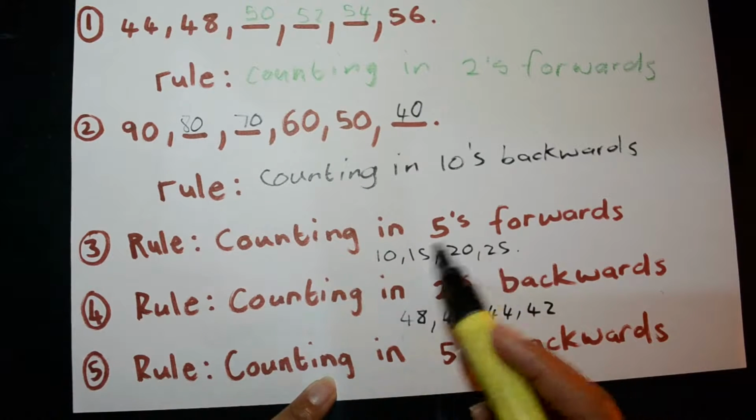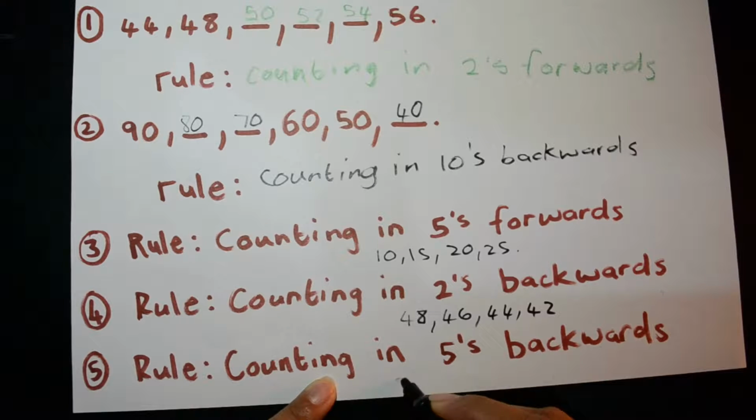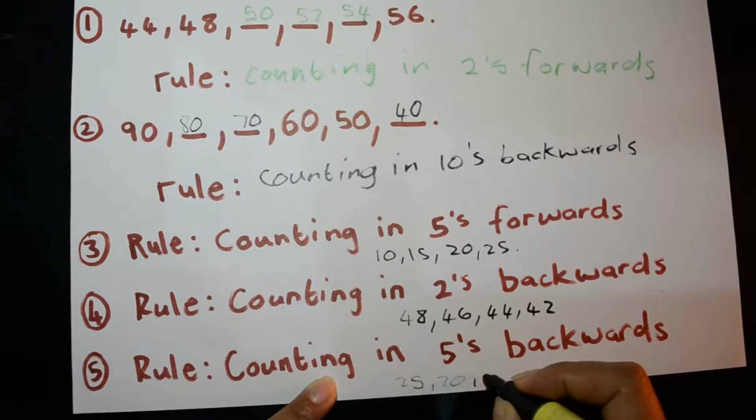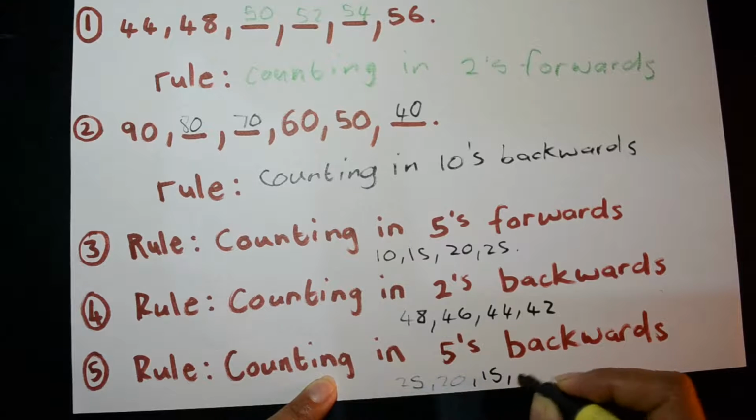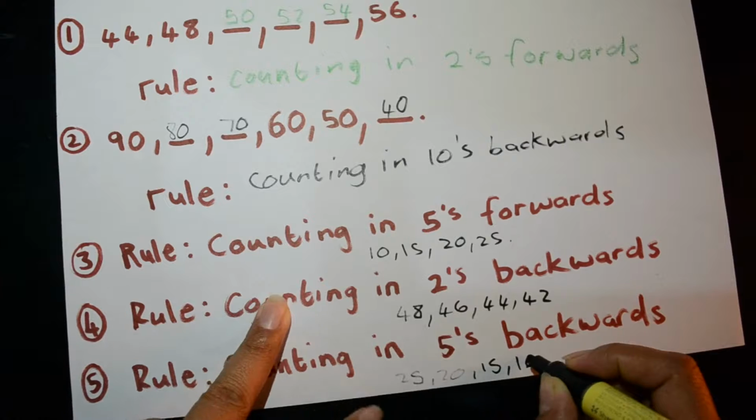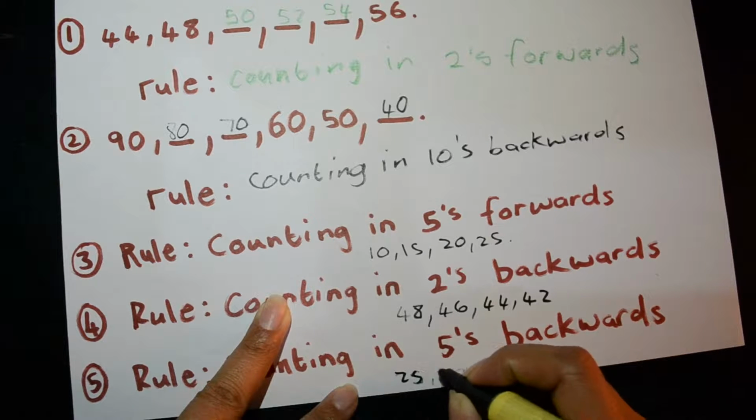Counting in fives backwards, so the same thing. Again, maybe just take this and do it the other way around. You can say 25, 20, 15, and 10.